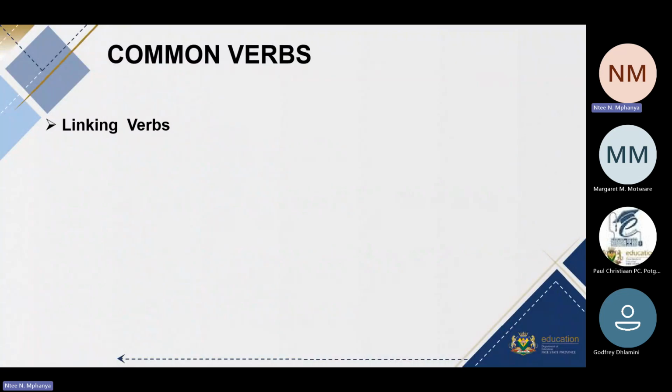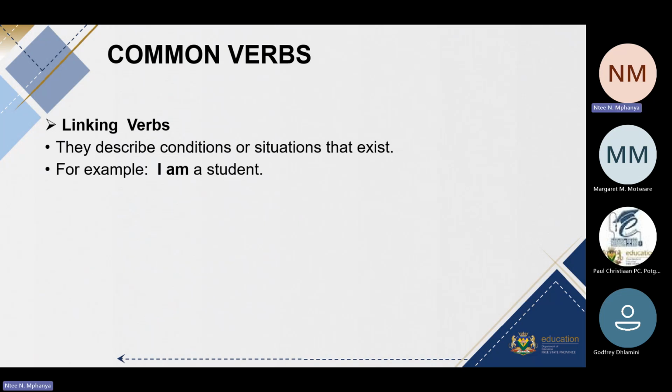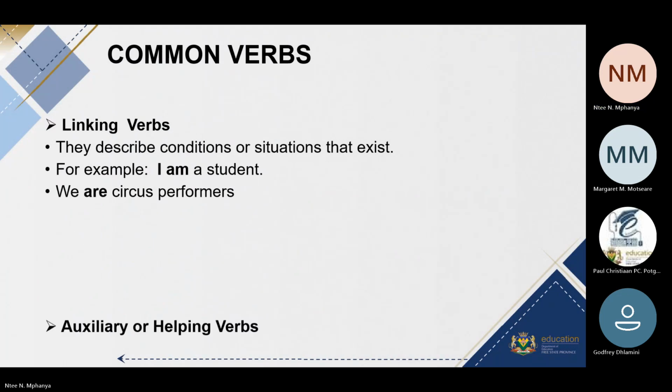We have linking verbs. They describe conditions or situations that exist. For example, I am a student. It's a condition. We are circus performers. So it's a condition.